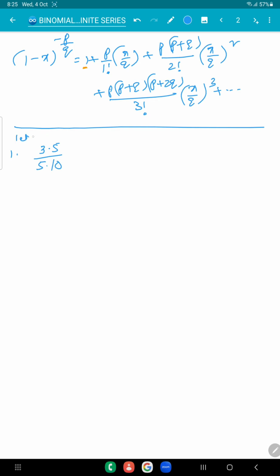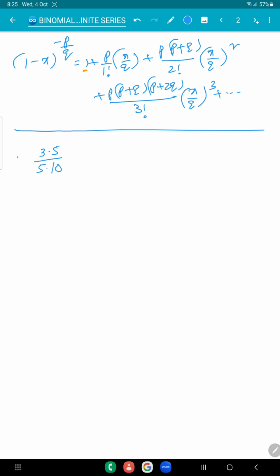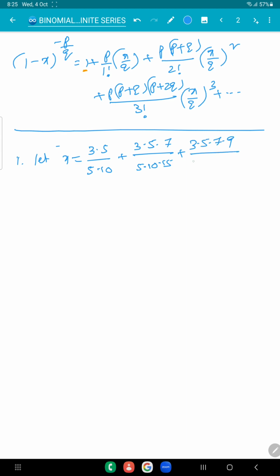Let it be x. Let x be equal to, so we need to find the value of x: 3 into 5 by 5 into 10, plus 3 into 5 into 7 by 5 into 10 into 15, plus 3, 5, 7, 9 by 5, 10, 15, 20, plus and so on.